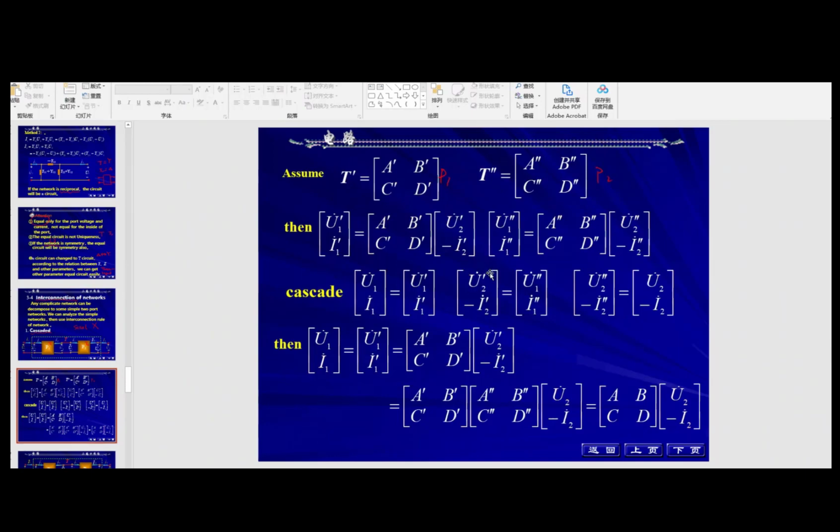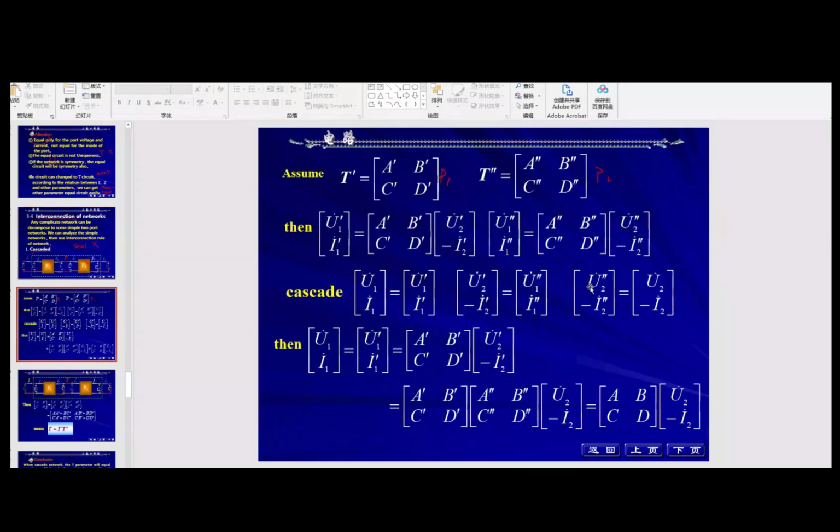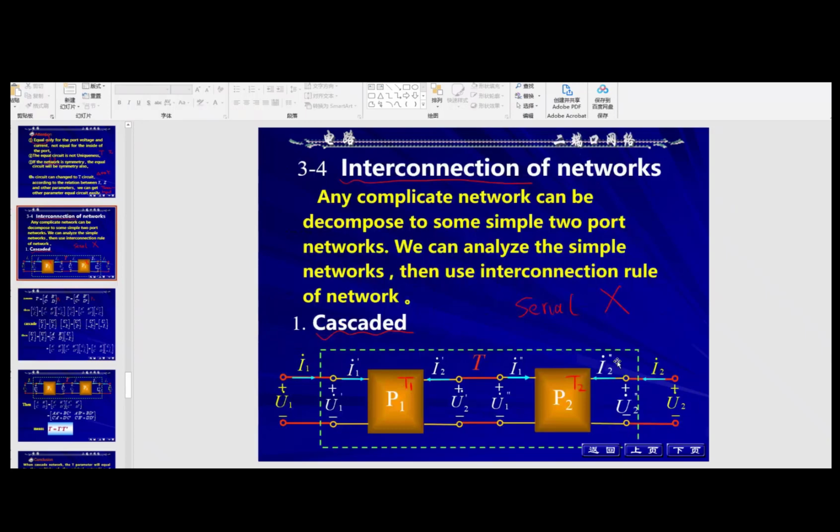Function 2, U2 sharp, minus I2 sharp equal to U1 sharp 2, I1 sharp 2, means this voltage equals this voltage, and this current inverse equals this current. The I1 sharp 2 equals minus I2 sharp. This function, U2 sharp 2, minus I2 sharp 2 equal to U2, minus I2, means this part, the output. This U2 sharp 2 equals this U2, and I2 equals this I2 sharp 2.